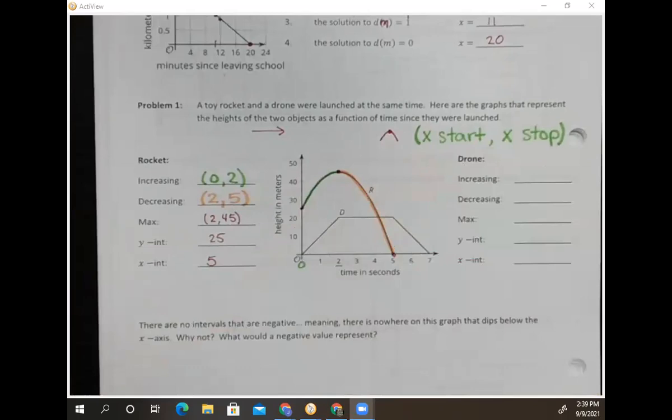We're going to talk about positive and negative intervals in a couple of minutes, and those are again named based on what the y value is doing. So positive intervals are where the y value is positive. Negative intervals are where the y value, so the y coordinates for those points on that section of the graph, are going to be negative.